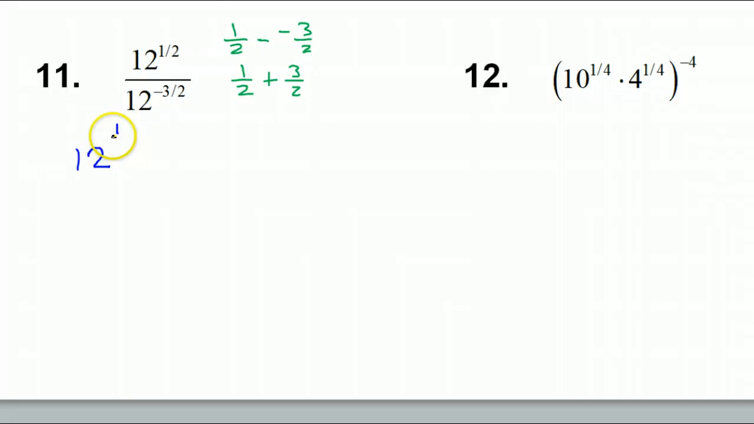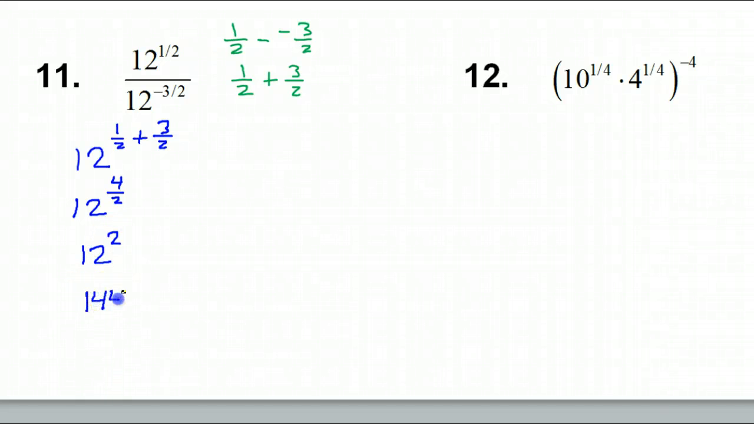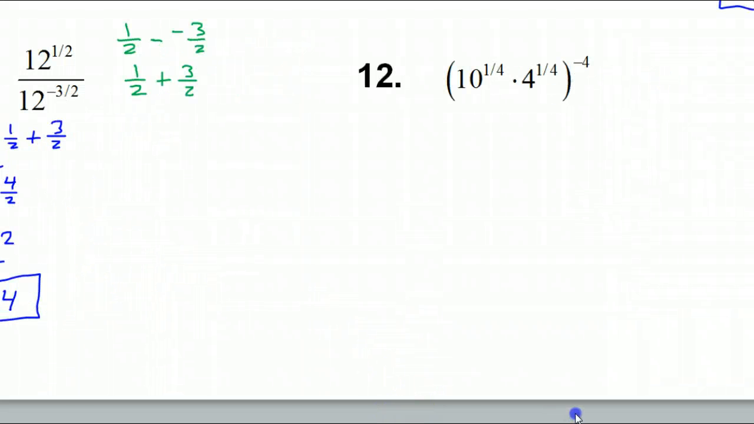So I'm going to wind up with 12 to the 1/2 plus 3 over 2 power. So that's going to give me 12 to the, let's see, 1/2 plus 3 over 2. Well, 1 plus 3 is 4, so that's 4 over 2. Well, 4 over 2 is 2. So that's 12 squared, and that is 144. So that should be your answer, number 11. Let's take a look at number 12.